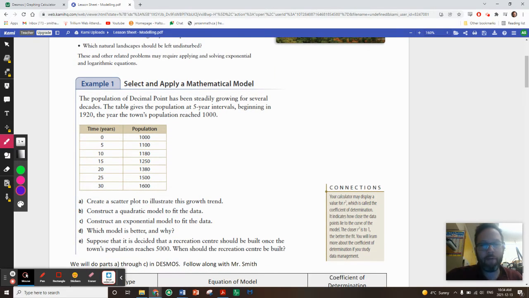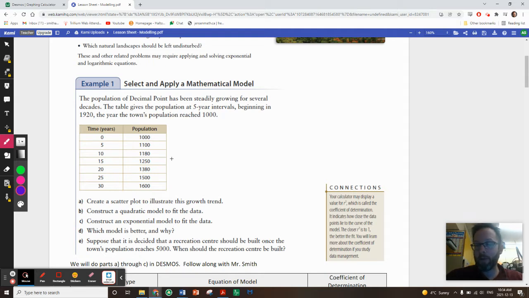So we have the town of Decimal Point, and it's been growing for several decades, and we've got the growth. The time is the number of years since 1920 when the population reached 1,000. And then we see the growth every 5 years after that.